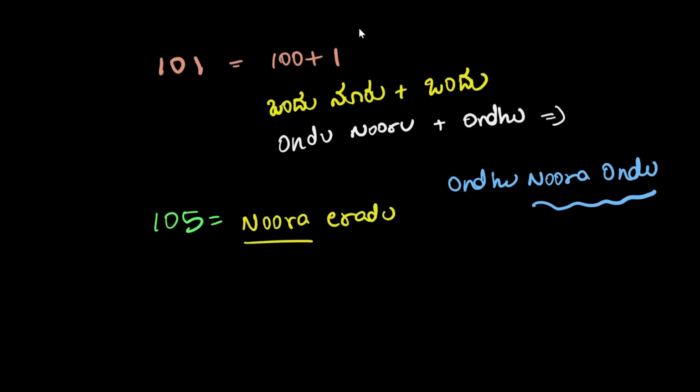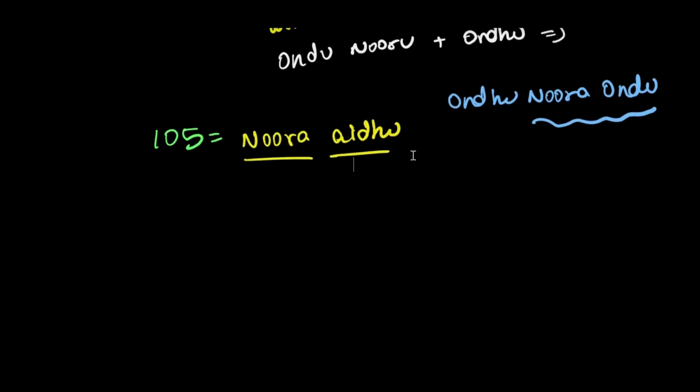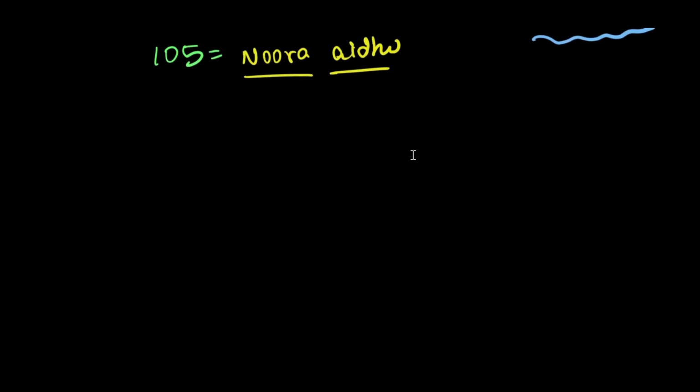Eradu, right? Nooru plus Eradu. 100 plus Eradu means 2. 100 plus 2, 100 plus 5. Oh, I wrote 105, right? Sorry. Okay. 5, alva. Noora 5. 102 Noora 2. 103 Noora 3. 104 Noora 4. 105 is Noora 5, or you can also call it as ಒಂದು ನೂರ 5. Got it? ಒಂದು ನೂರ 5. And let me tell one more. 110.